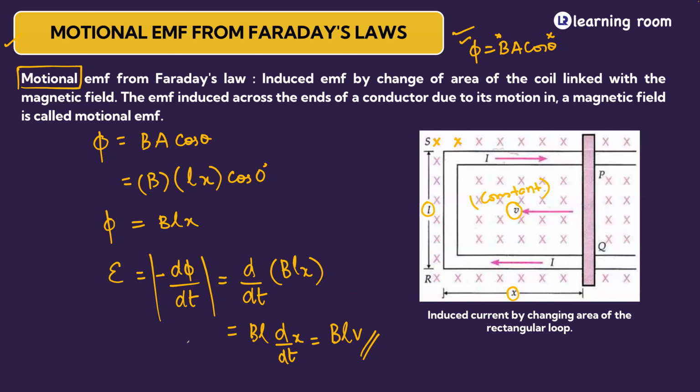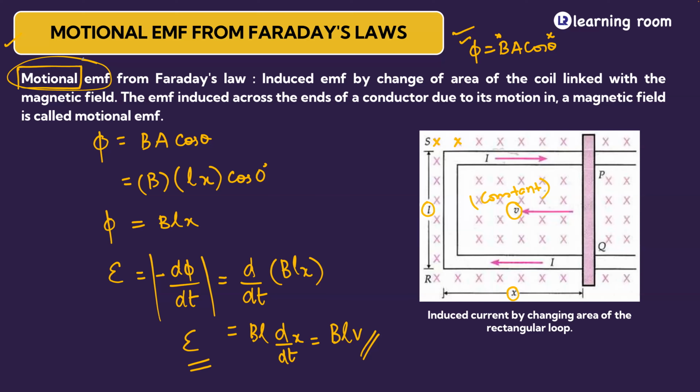And this value is what is going to be the EMF that will get induced at the ends of this conductor, the pink color conductor. And this EMF is what is called as the motional EMF. Am I clear with this point?